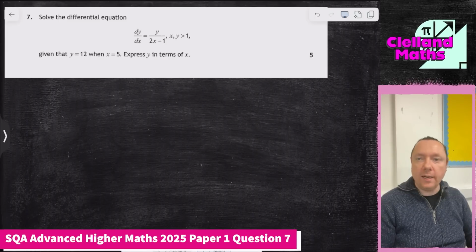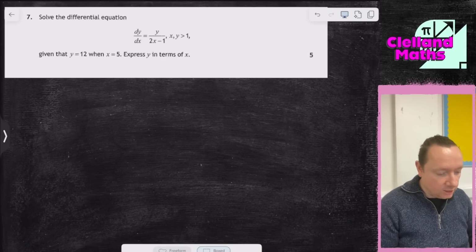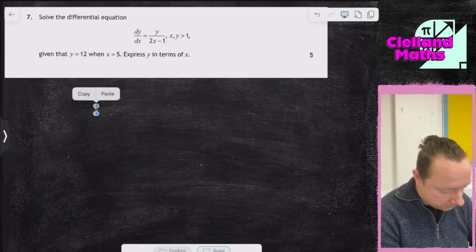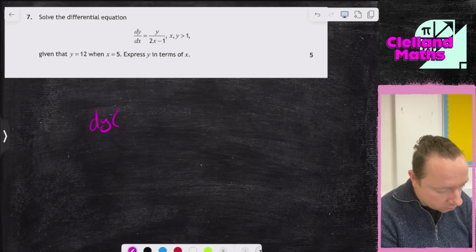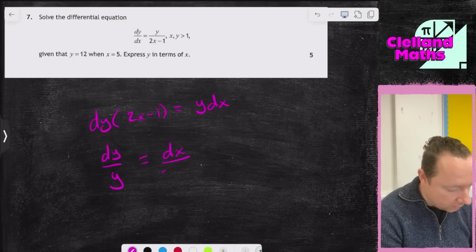Advanced Higher Maths 2025, paper 1, question 7. So we've got solve the differential equation, dy by dx equals y over 2x minus 1. So I wonder if this is just a variable separable one. Let's just check. If we do dy over y equals dx over 2x minus 1.